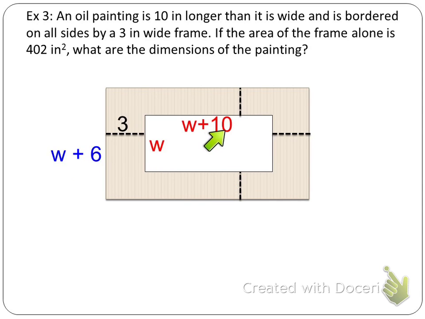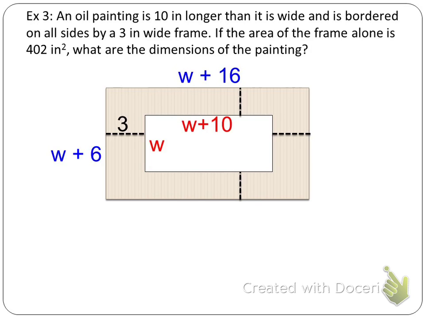Good. What would I call the length now? W plus 10. Plus 16. Well, yeah, you could do W plus 16 or W plus 10 plus 3 plus 3. Yep. So if you combine the like terms, you have the 10, the 3, and the 3, you get W plus 16. Okay.